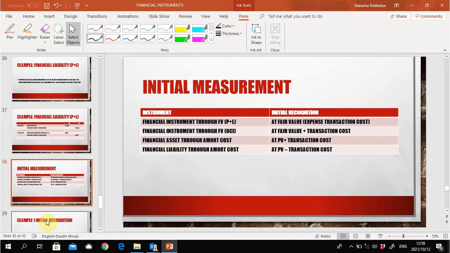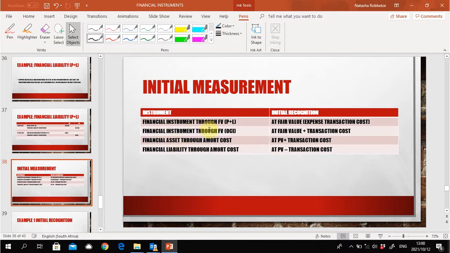They call it a transaction cost. And IFRS 9 has set out certain rules of how this transaction cost should be handled. So if it is a financial instrument that is valued through fair value, profit or loss, the transaction cost should be treated as a separate expense.